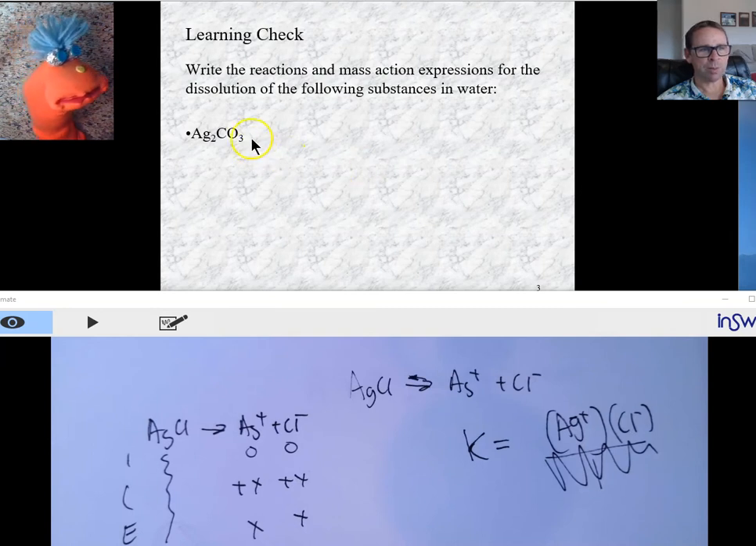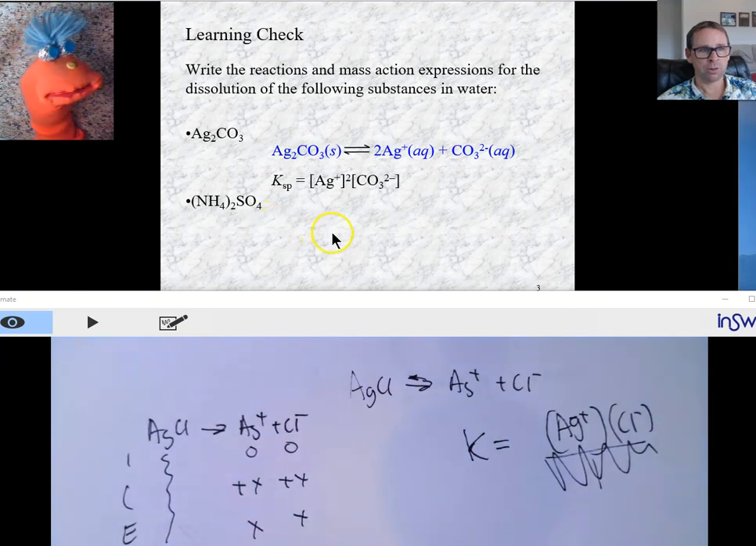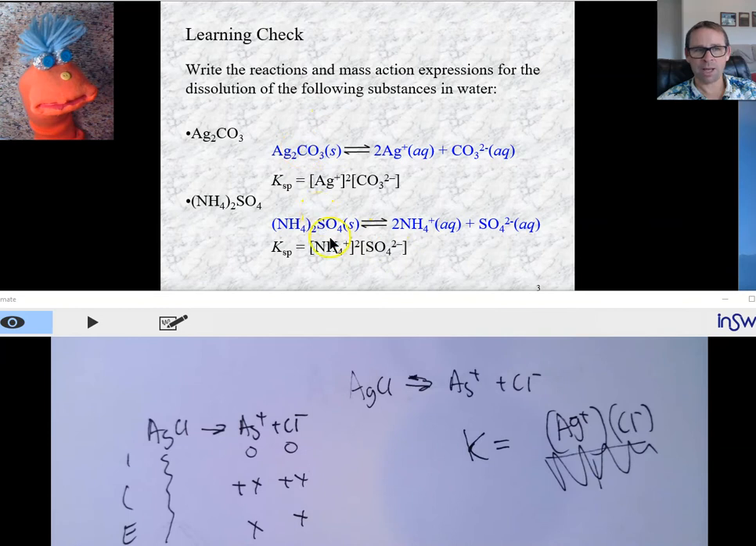We can, for example, look at silver carbonate and write the mass action expression. It's the concentration of silver squared times the concentration of carbonate, and that equals our Ksp. How about this one? The concentration of ammonium ion squared times the concentration of sulfate. Very good. So we can write the mass action expressions for these just as we did before, again emphasizing that we don't include the solids.